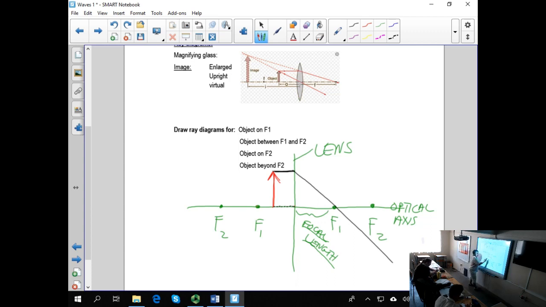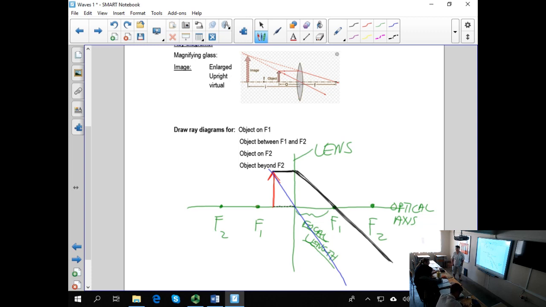So it will be this one, refracted through F1. Sorry, I've got a freehand line here. You need to use a ruler. Then the second light ray just very simply goes from the top of the object straight through the center of the lens. All right?